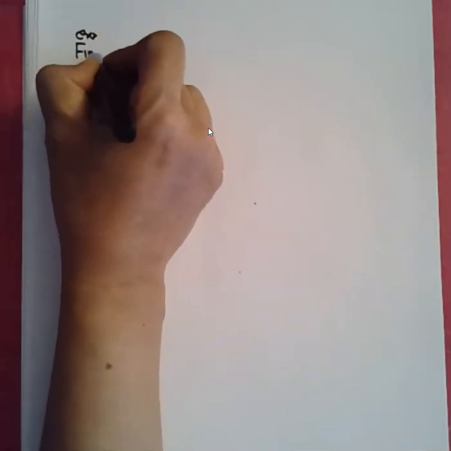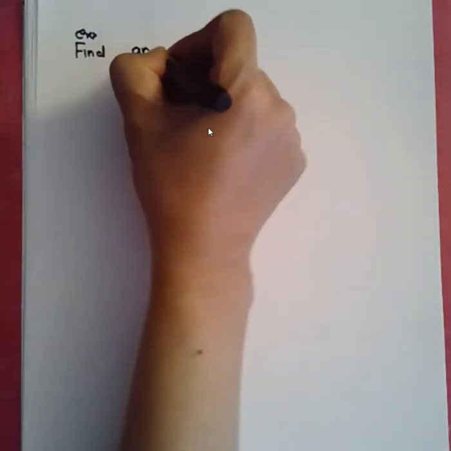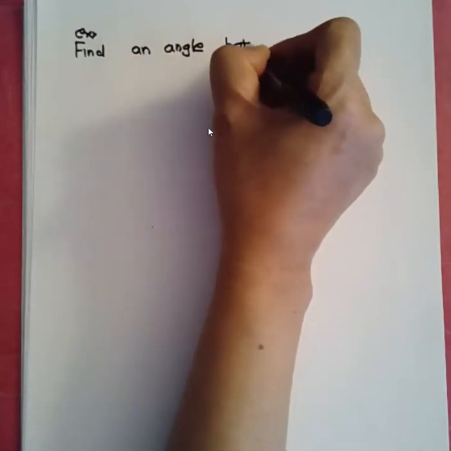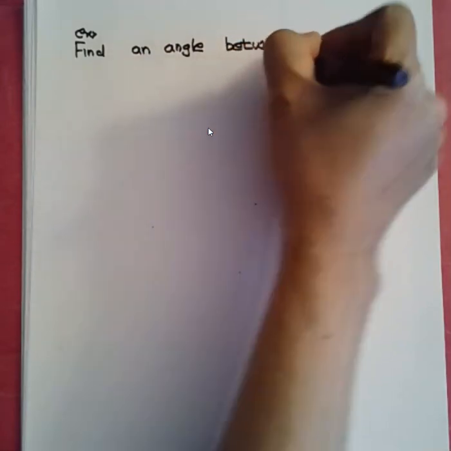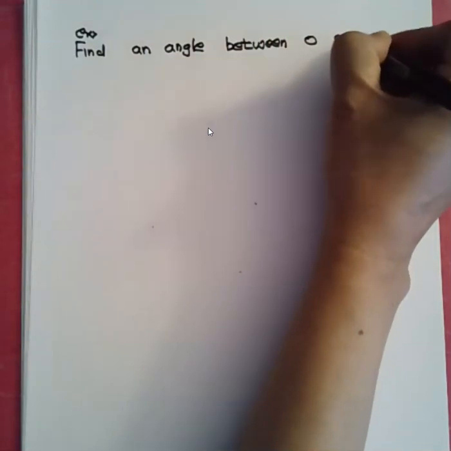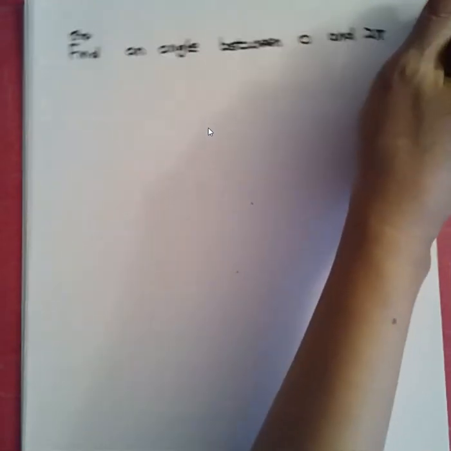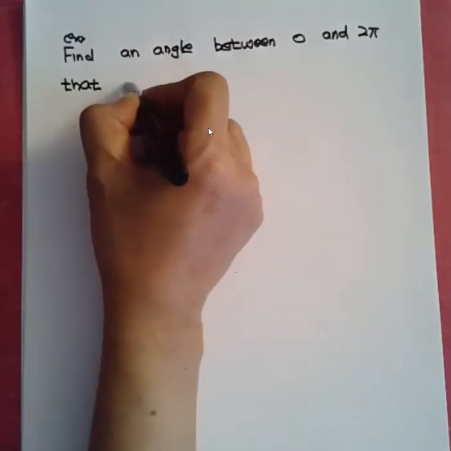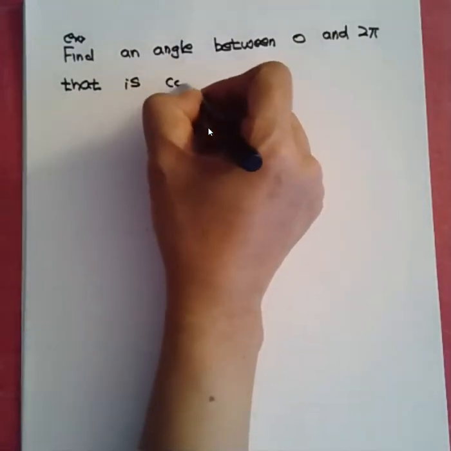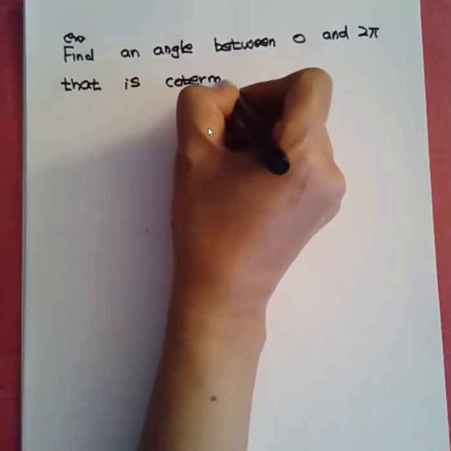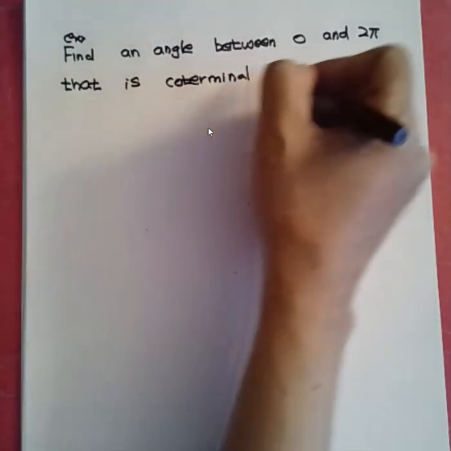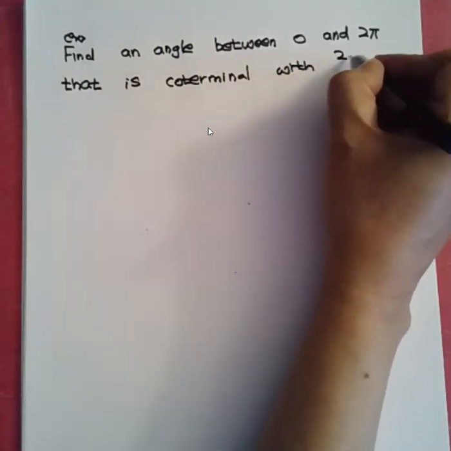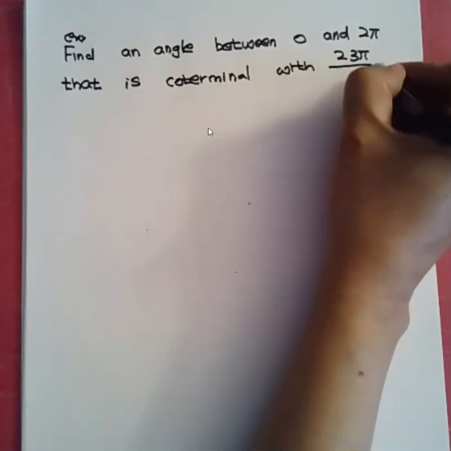The next example is: find an angle between 0 and 2 pi that is coterminal with 23 pi over 6.